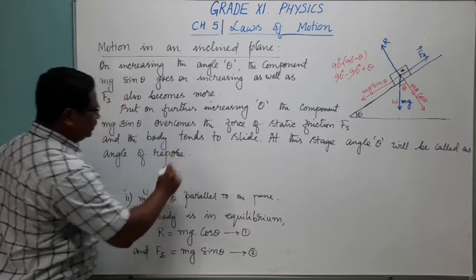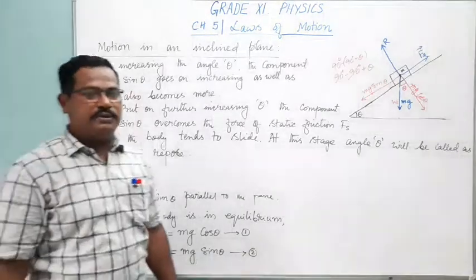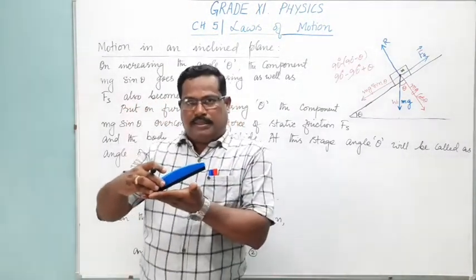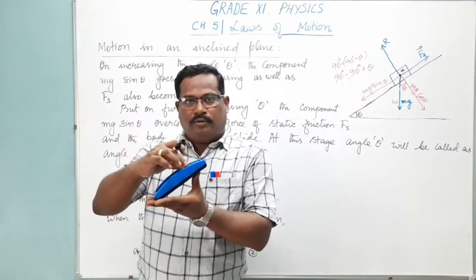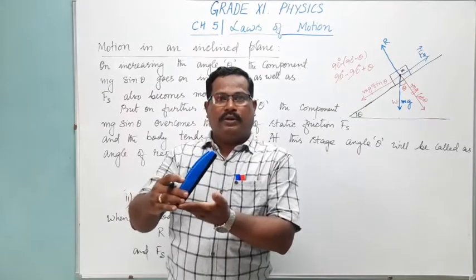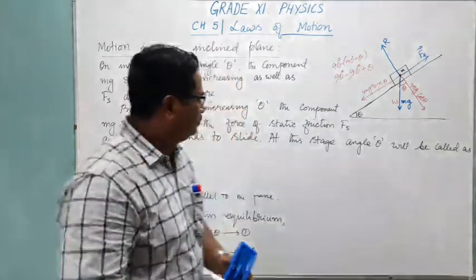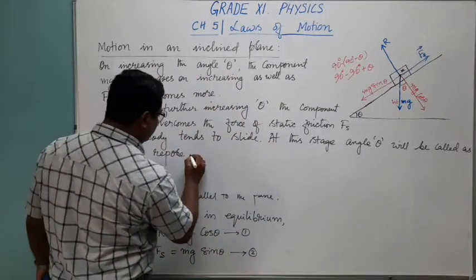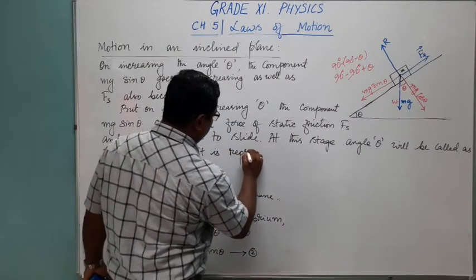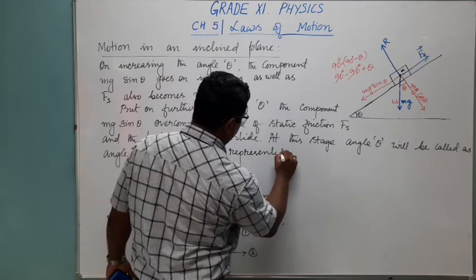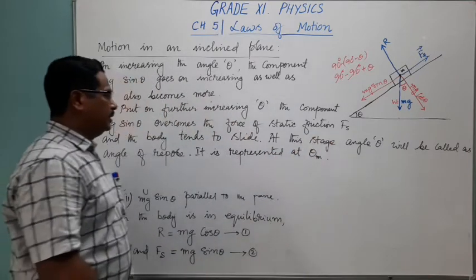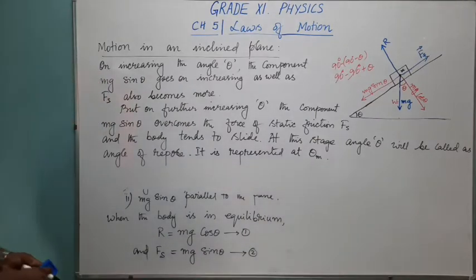So if anybody asks what is angle of repose, then you will have to say that if the angle of inclination is enough to make the body slide over the surface of an inclined plane, then that angle is known as angle of repose. You can say it like this, and it's represented as theta m. Now angle of repose, we write it as theta m.